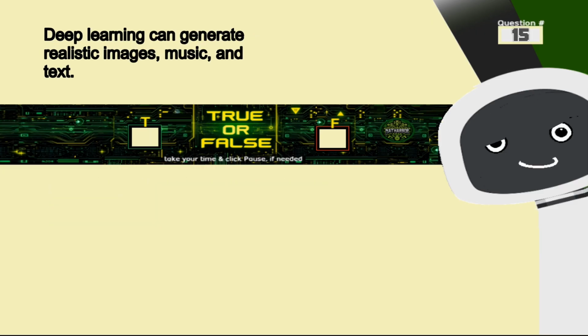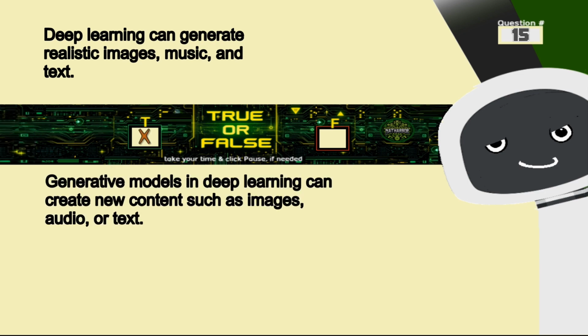True or false? Deep learning can generate realistic images, music, and text. Of course, that's true. Generative models in deep learning can create new content such as images, audio, or text.